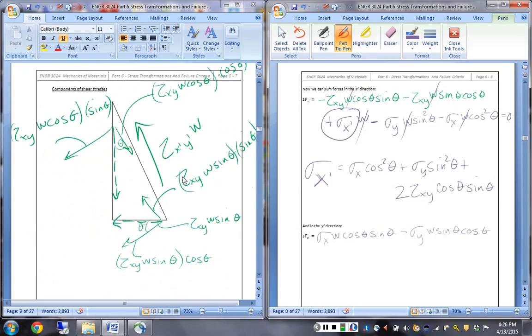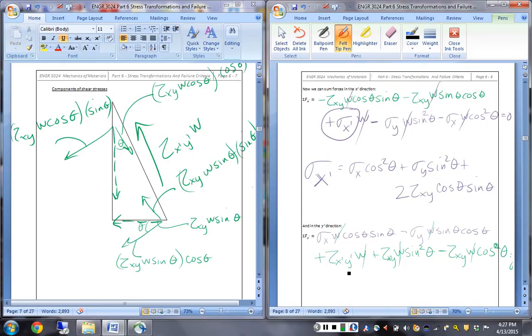All right. How about our shears? What all we got going on from our shears? We've got a plus tau x prime y prime w. We have a plus tau xy w sine squared theta. That's this. And then we have this one, which is this guy hiding up here, minus tau xy w cos squared theta. All of that equals 0. Well, our w goes away again.